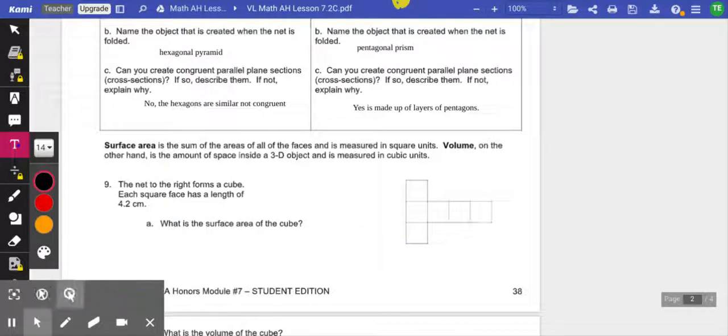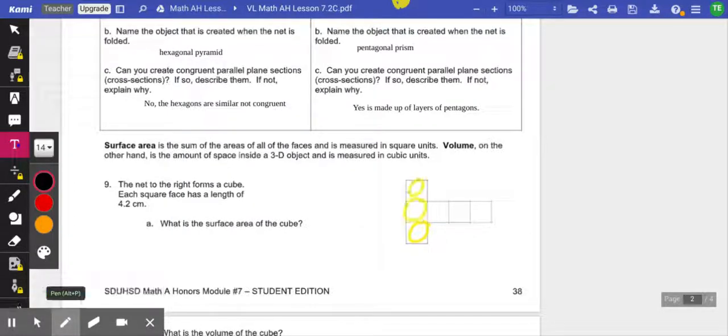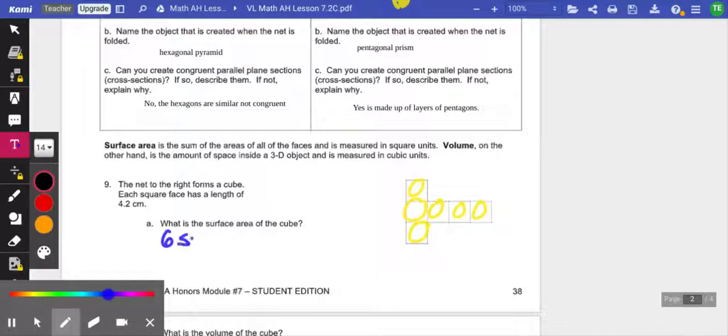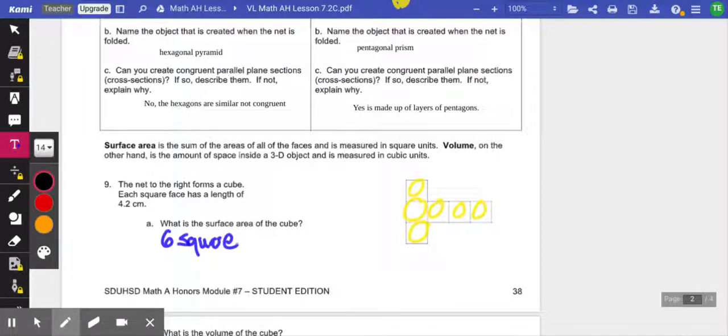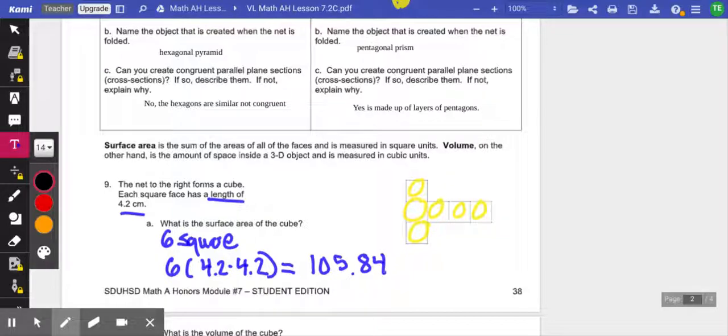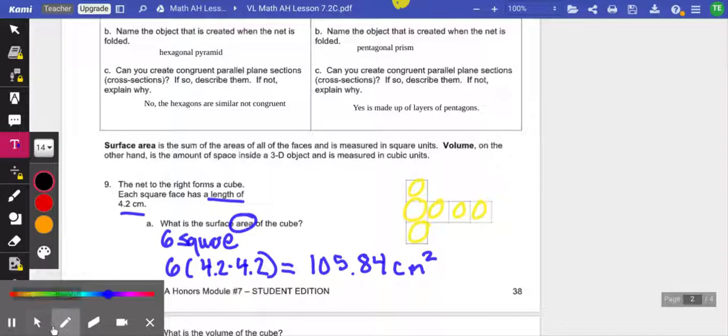So when I'm doing this, I think, hey, there are 1, 2, 3, 4, 5, 6 squares that are all exactly the same. So I have 6 squares. I got to find the area of each one of those squares. So that's 4.2 times 4.2, because it says that each length is 4.2. And when I multiply those, I get 105.84. We're doing surface area. So our area, we're going to have centimeters squared. Okay, next, volume.